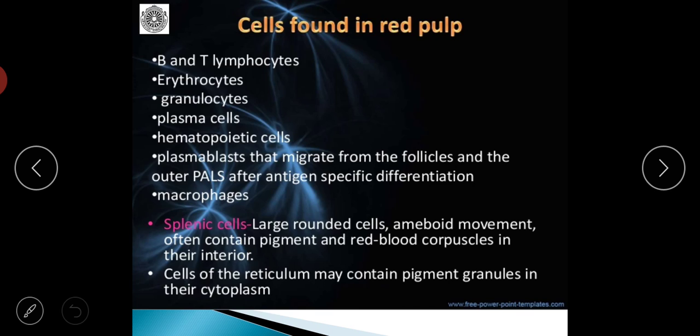Coming to the cells that are found in the red pulp, it includes B and T lymphocytes, erythrocytes, granulocytes, plasma cells, hematopoietic cells, plasmablasts that migrate from the follicles and the outer pulp after antigen specific differentiation, and it also includes macrophages. And there are some splenic cells which are large round cells. Amoeboid movement is shown by them and they often contain pigment and red blood corpuscles in their interior. And the cells of the reticulum may contain pigment granules in their cytoplasm.